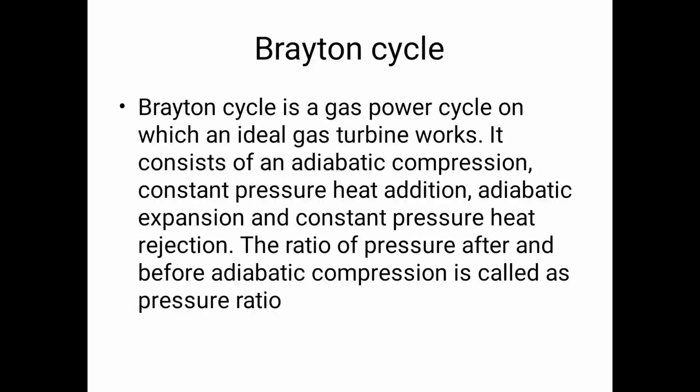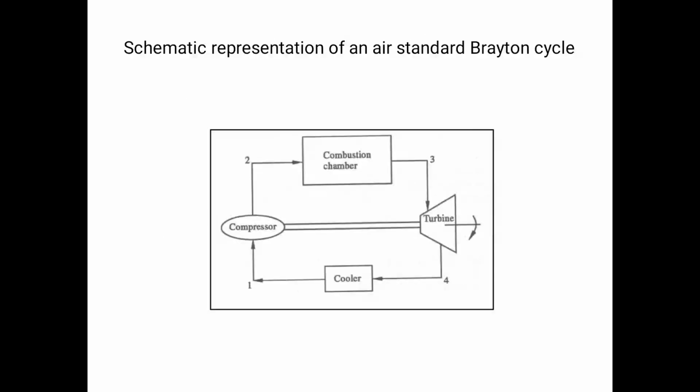Brayton cycle, or Joule cycle. Brayton cycle is a gas power cycle on which an ideal gas turbine works. It consists of an adiabatic compression, constant pressure heat addition, adiabatic expansion, and constant pressure heat rejection. The ratio of pressure after and before adiabatic compression is called the pressure ratio.